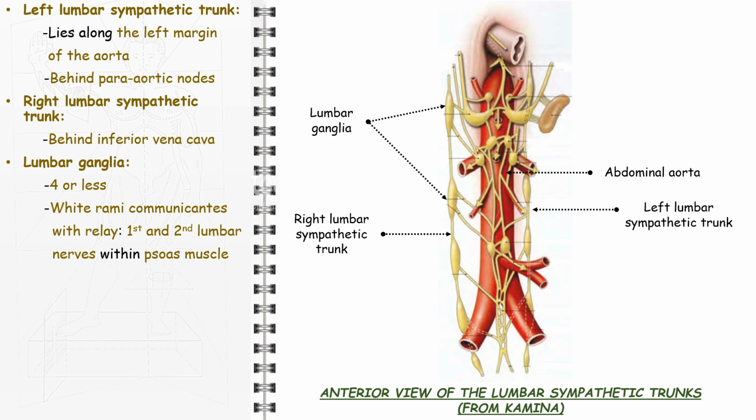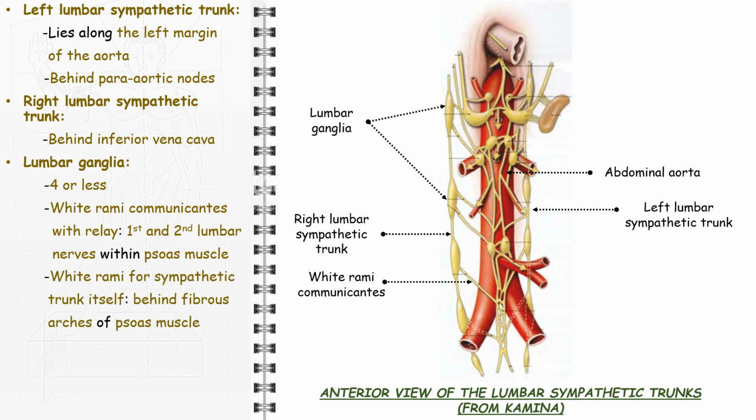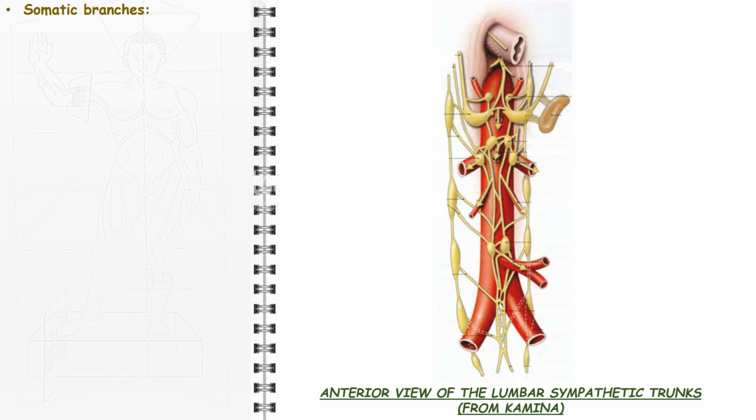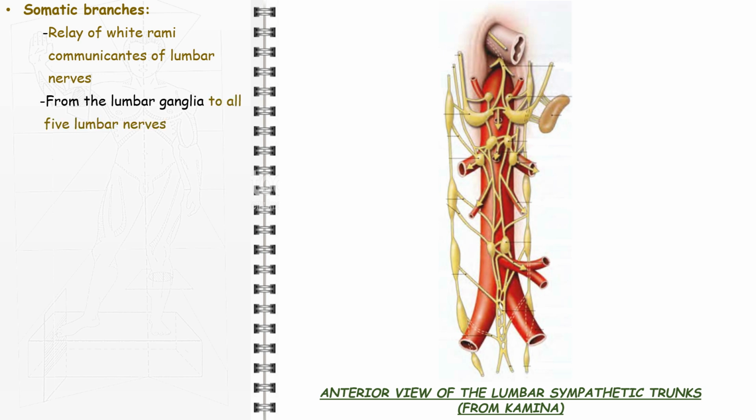The other white rami for the sympathetic trunk itself pass from the upper 2 lumbar nerves behind the fibrous arches in psoas. They join the trunk and run down to relay in the lumbar and sacral ganglia, for the somatic and visceral branches therefrom. Somatic branches, grey rami communicantes, pass from the lumbar ganglia to all 5 lumbar nerves, for distribution to the body wall and lower limb. They accompany the lumbar vessels behind the fibrous arches in psoas.